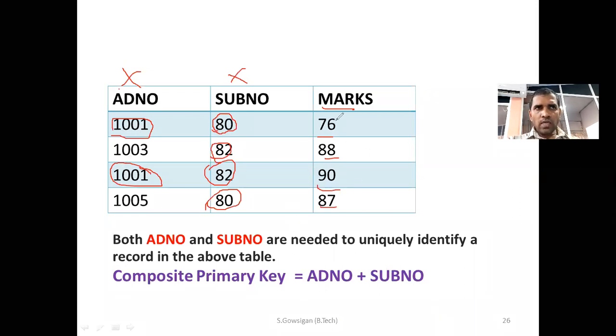There may be many records. So how can you say that the marks is unique? Assume there may be another person whose number is 1006, right? For a subject like 82, that person can have 90 marks. This is possible, right? This is practically possible, right? 1006, a person, 82 is a subject number. He got 90 marks, which means duplication is possible. Look here, you have duplication, 90 there.